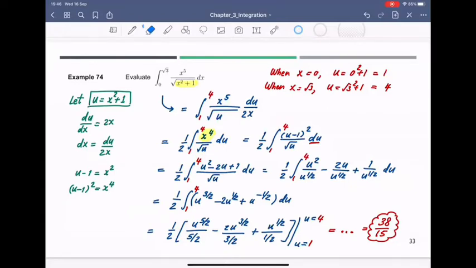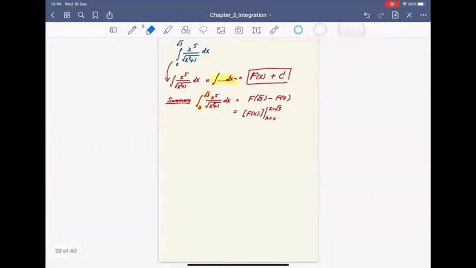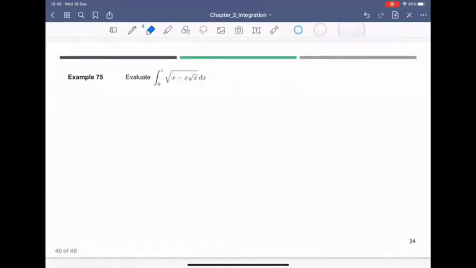So next, we are going to look at the last example for this chapter, example 75. Whoa, this is going to be the hard one on the exam if it shows up. This is similar to the hard one that we're going to cut off at A and B plus student or something like that. So let's do this question: evaluate the integral from 0 to 1 of square root x minus x square root x dx.